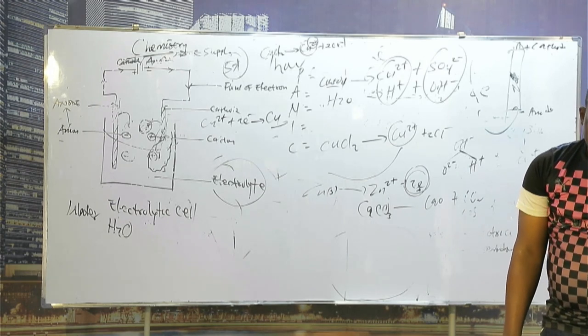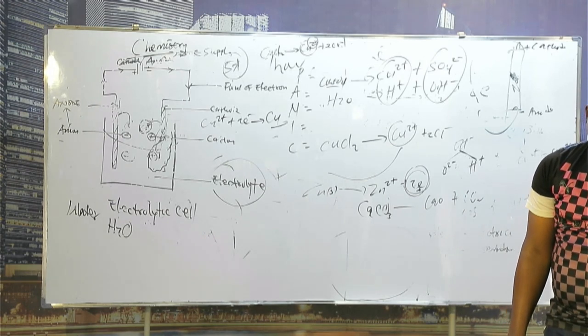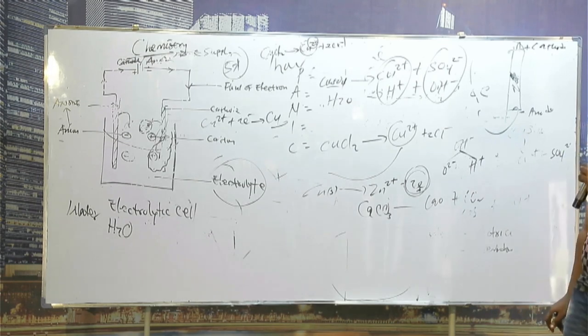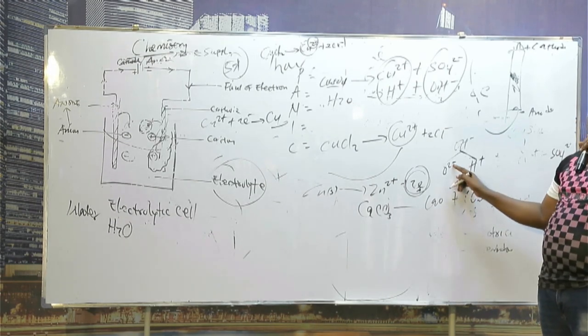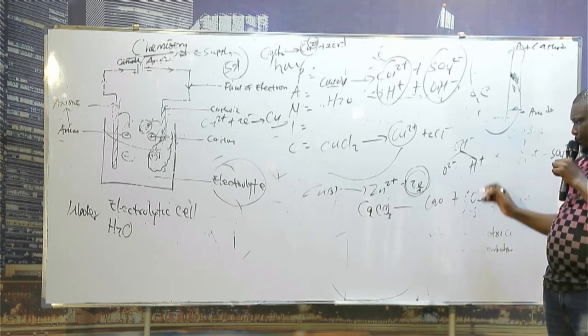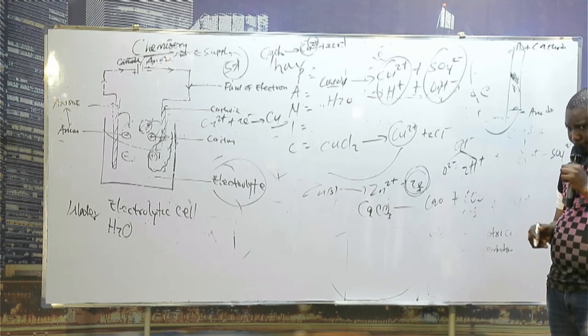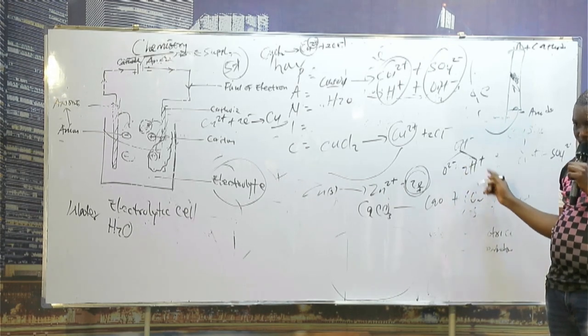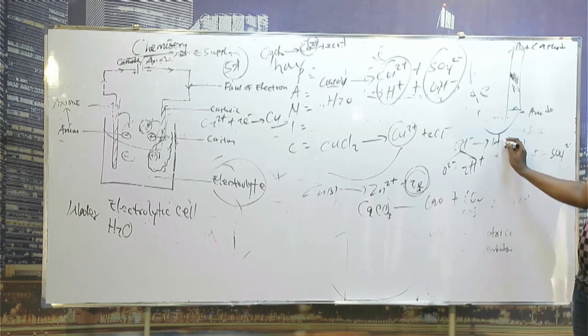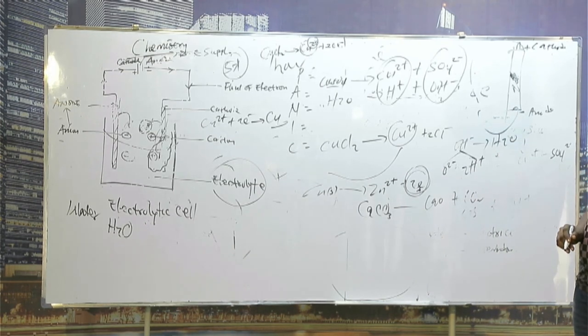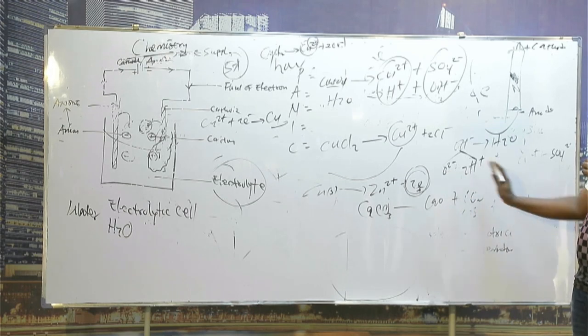Law of what? Law of constant composition. They are constant now. You can have minus 2, you can have plus 1. Balance the H2O: 1 O, 2 H. Then the charge at the balance.